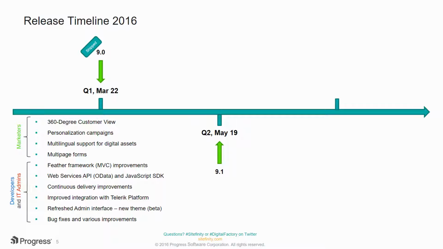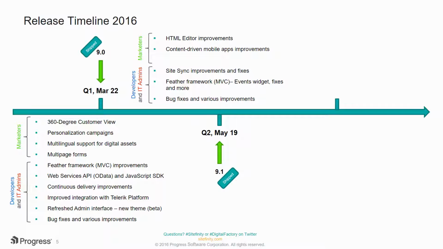So in May, on May 19th, we released Sitefinity 9.1, which was a smaller release compared to 9.0, but nevertheless, we still released features across the board. We made it easier for marketers to create and publish content across websites and mobile applications. And then for developers, again, we improved the MVC development experience, as well as the ability to synchronize website changes and content from staging to production environment using our site synchronization capabilities. We added support for synchronizing personalization segments as well as personalized pages.